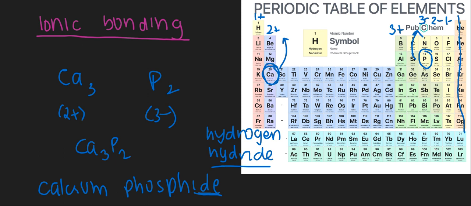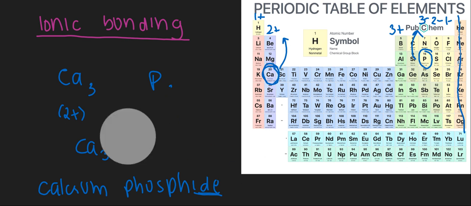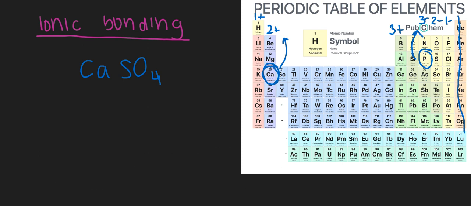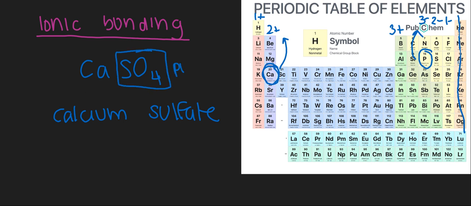However, sometimes you have something called a polyatomic ion. So let's say that you are bonding CaSO4. How in the world do I get from that to calcium sulfate? So this here is what we call a polyatomic ion.